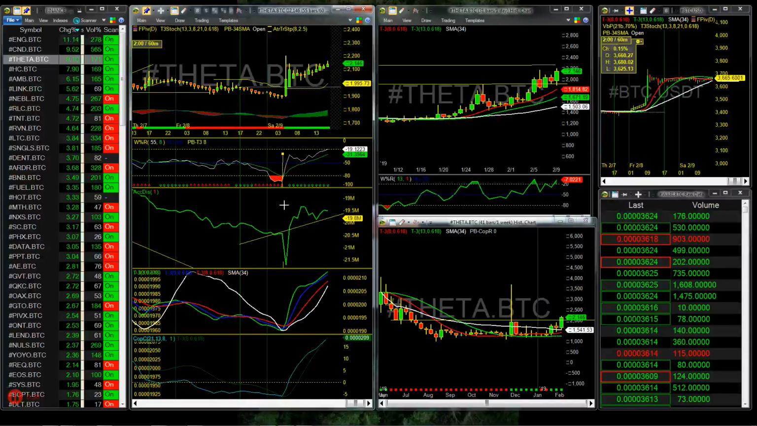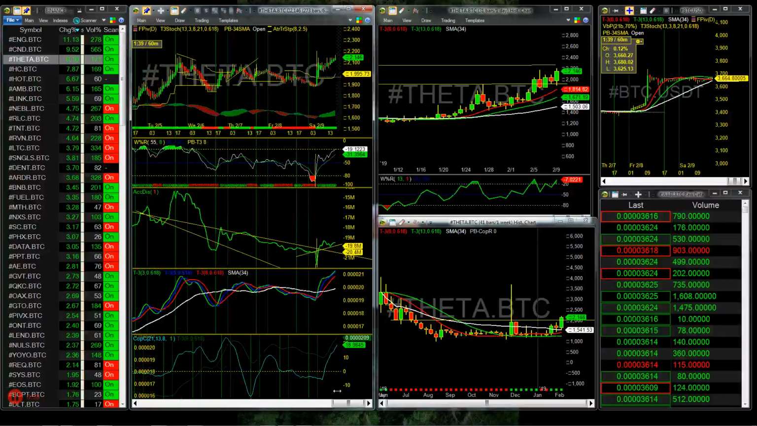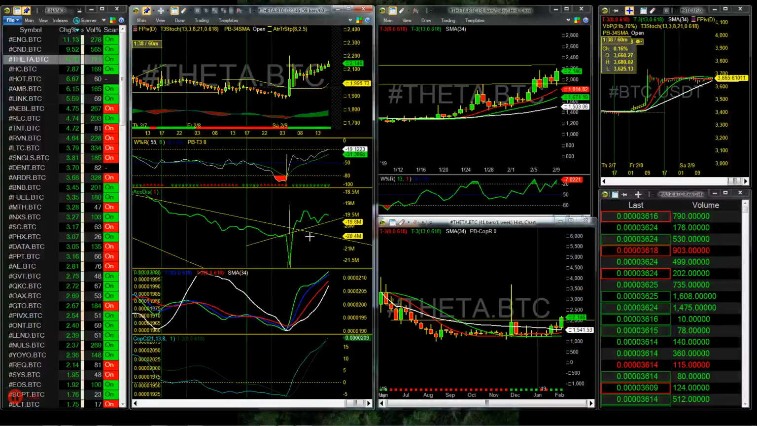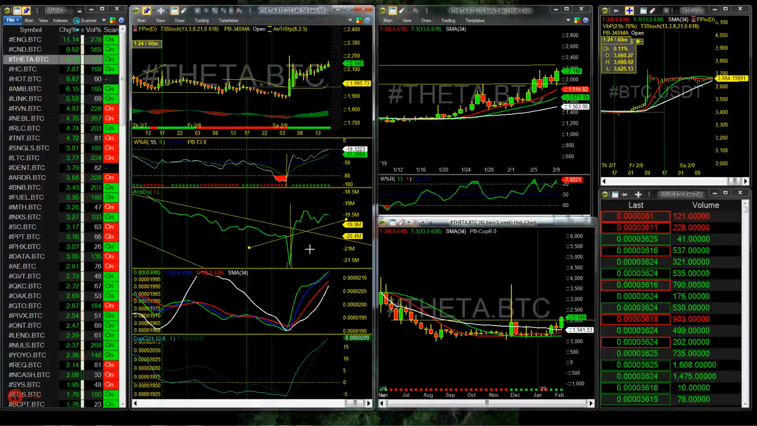I got the distribution, accumulation. And this one should be trend line coming down. Looking for entries, exits. I got to work on that trend line there. We got a trend line here for support on distribution.